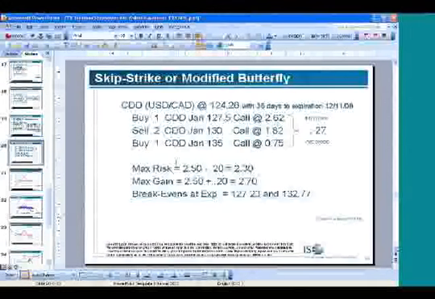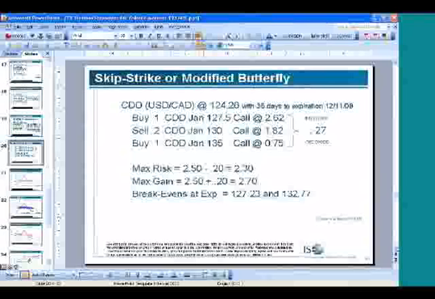So that's my directional play. Now, my favorite butterfly I like to do, I got a few minutes to get through this one, is sometimes called a skip strike or a modified butterfly. And it's really two trades combined into one.